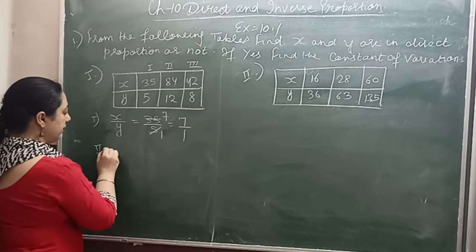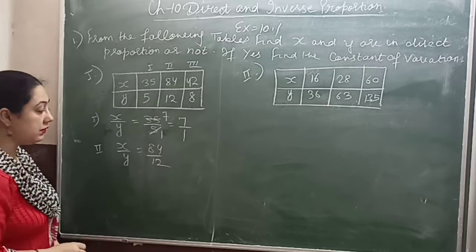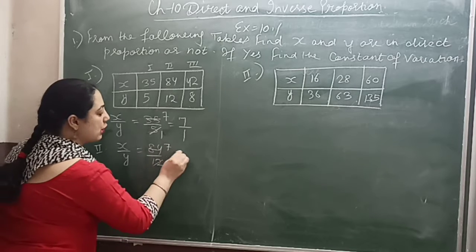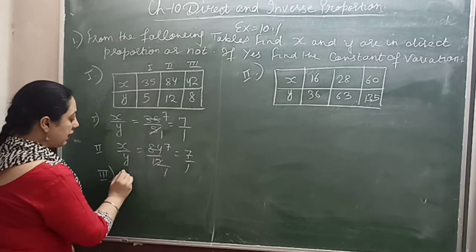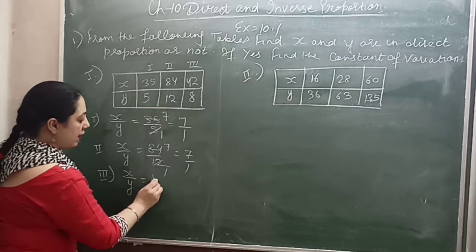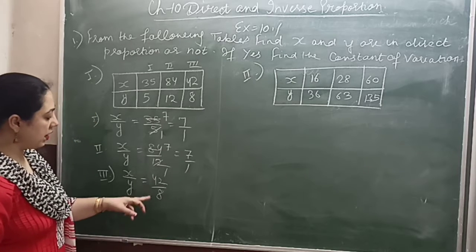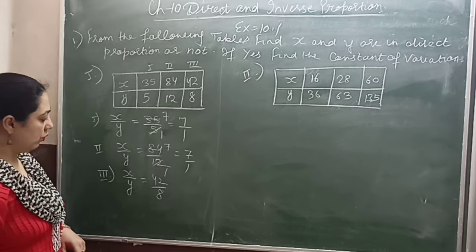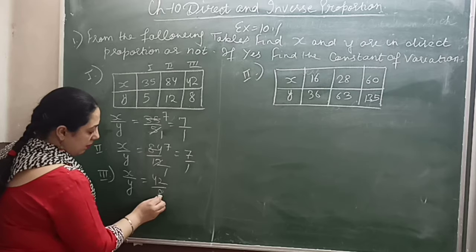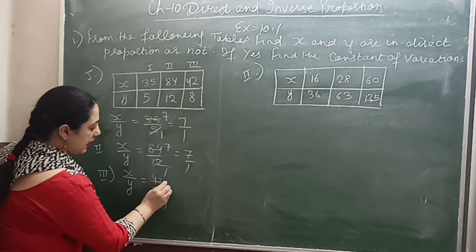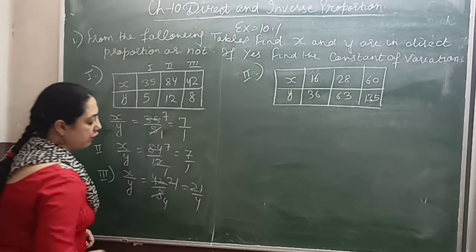In the second column, the ratio x over y is 84 over 12. And you know, 12 ones are 12 and 12 sevens are 84. It is again 7 over 1. But in the third column, x over y is 42 over 8. Now, when we convert it into the simplest ratio, we don't get the value 7. Now it goes in the table of 2. 2 fours are 8, 2 twenty-ones are 42. It is 21 over 4.